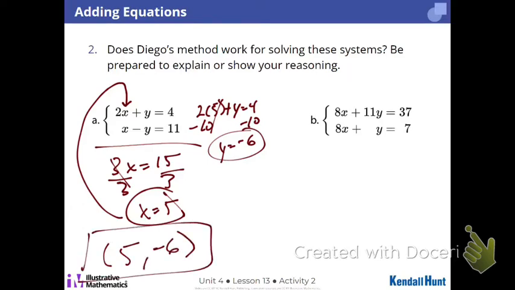And what does this answer mean again? Yeah, Ivy? The crossing point. It's the intersection of the two lines. The solution of the system is that intersection.